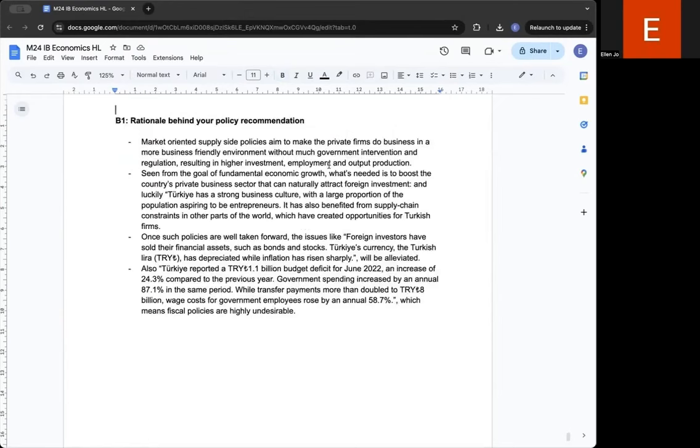So body one would be about the rationale behind your policy recommendation. To confirm the policy recommendation, you can first explain that market-oriented supply-side policies aim to make private firms do business in a more business-friendly environment without much government intervention and regulation. Therefore, it can result in higher investment, employment, and output production. Also, seen from the goal of fundamental economic growth, what's most needed is to boost the country's private business sector that can naturally attract foreign investment.